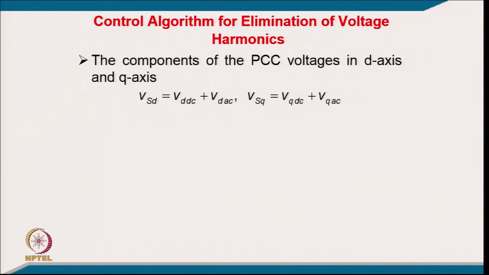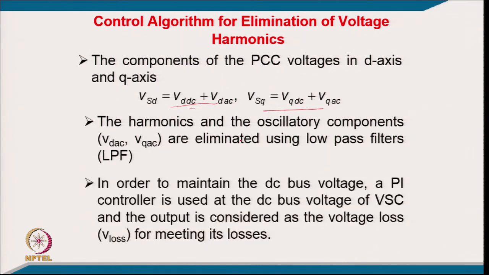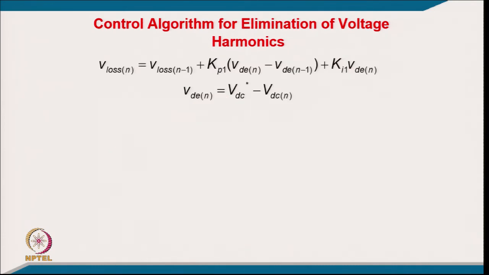Coming to the expression of PCC voltage in the D axis, it has a DC component and an AC component, and similarly the quadrature axis also has a DC component and an AC component. The harmonics and oscillating components are eliminated by using a low pass filter. In order to maintain the DC bus voltage, a PI controller is used at the DC bus of the voltage source converter, and its output is considered as the voltage loss for meeting its losses. This is typically the PI controller we keep on the DC link voltage, to take care of a voltage equivalent to the loss, and this is the reference DC link voltage of the series active filter.